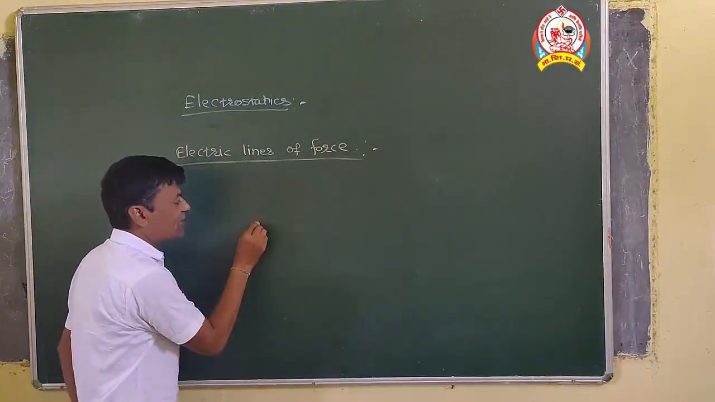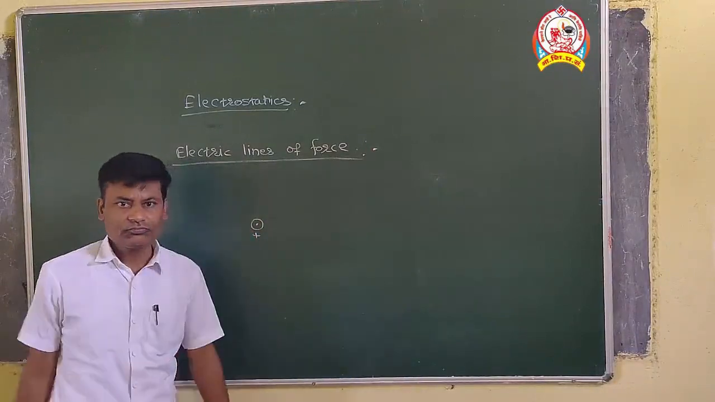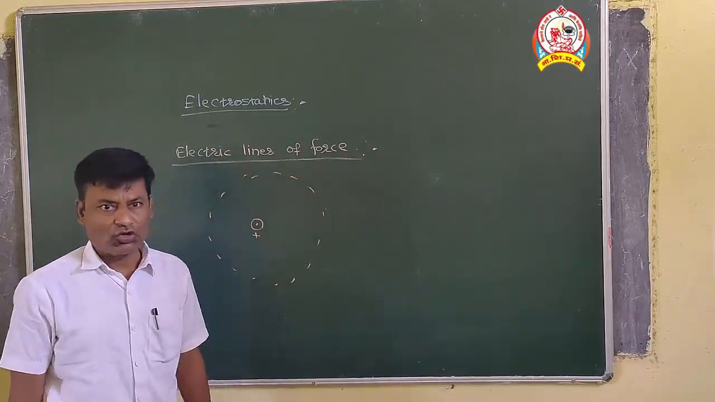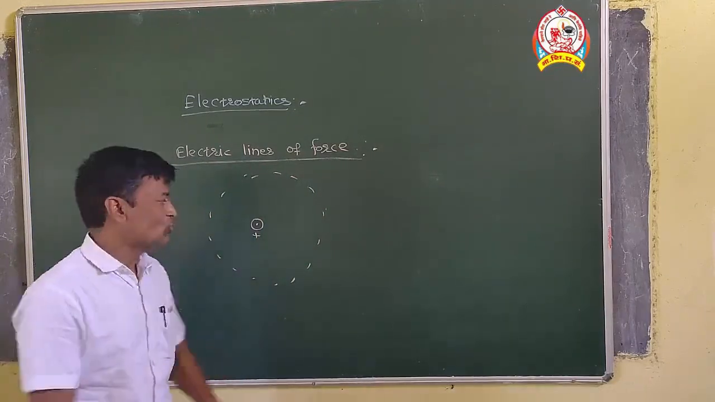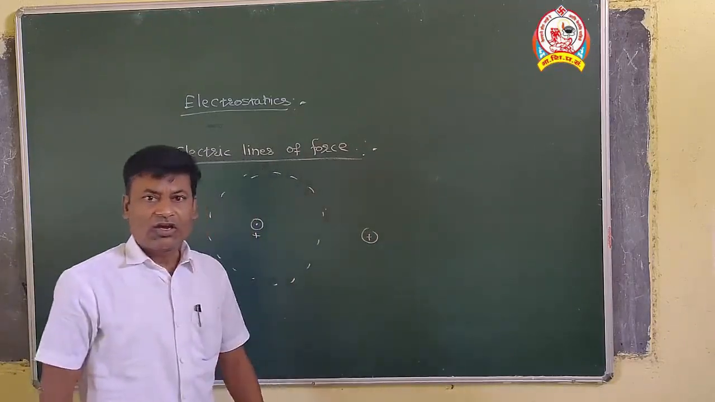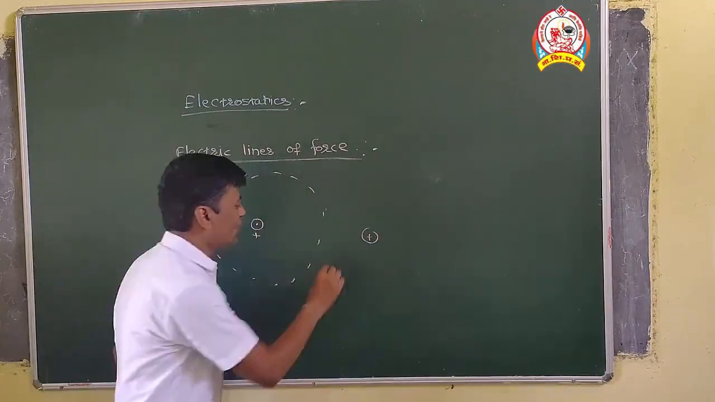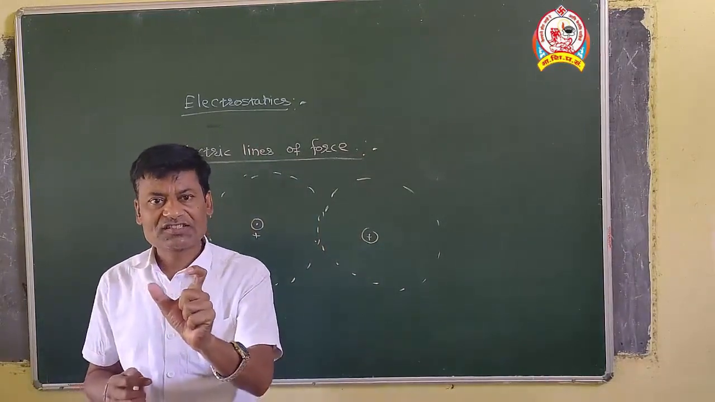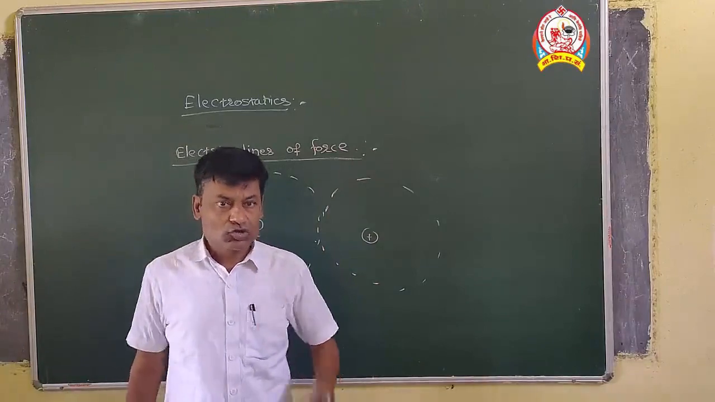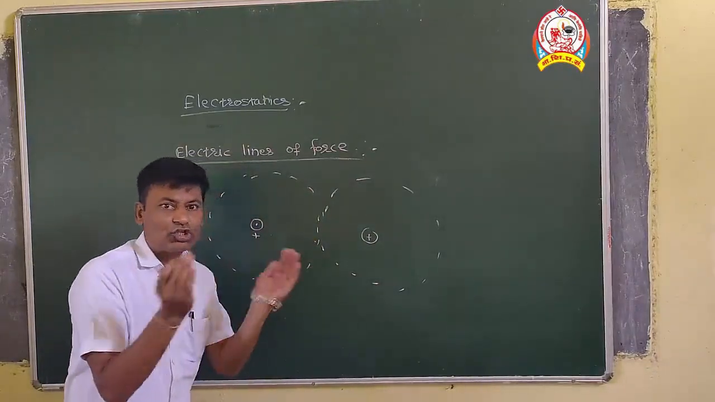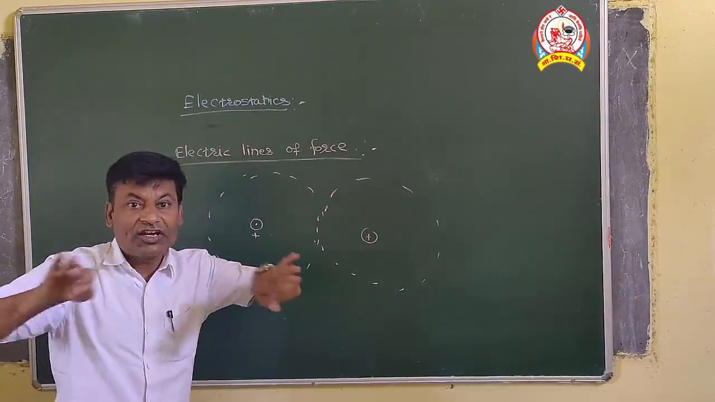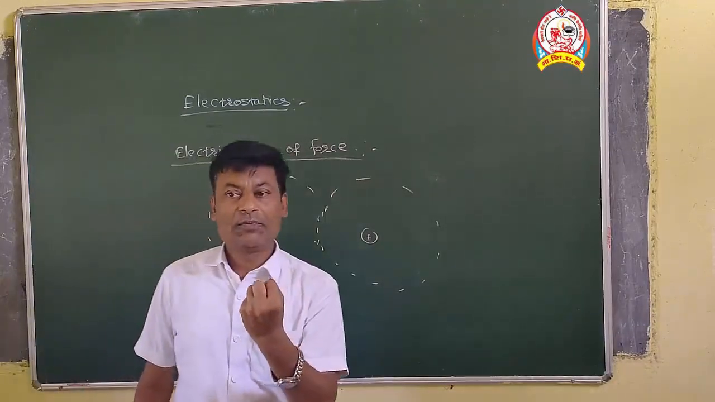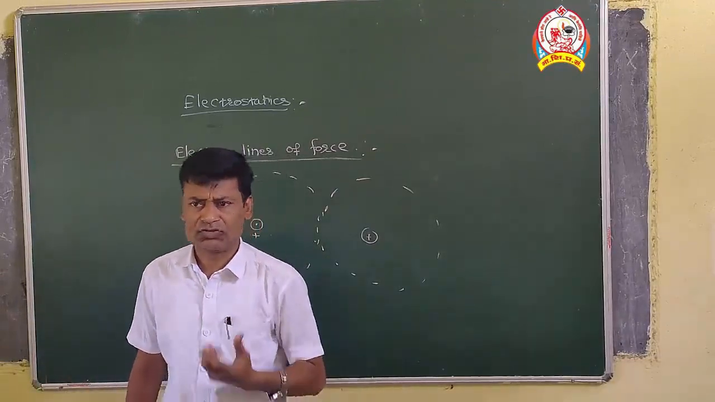Remember, consider one positive charge. It generates a field surrounding that charge. Again, we take another positive charge, which also generates a positive field. Now what happened here? We know that two positive charges repel each other. Whenever these two fields combine, they repel each other. This repulsion between two like charges, or the attraction between two unlike charges, is nothing but the electrostatic force. All of you know that.